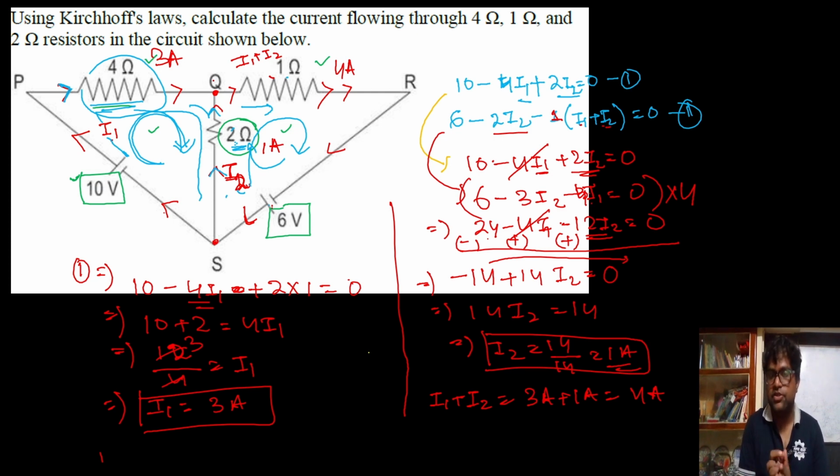So any confusion, any doubt, you can ask in the comment box. Try to understand how we are using Kirchhoff's law, and you should know and practice a few questions based upon Kirchhoff's law, because there is a high chance that you will get one question from Kirchhoff's laws in your 2024 board exam. It comes every year.